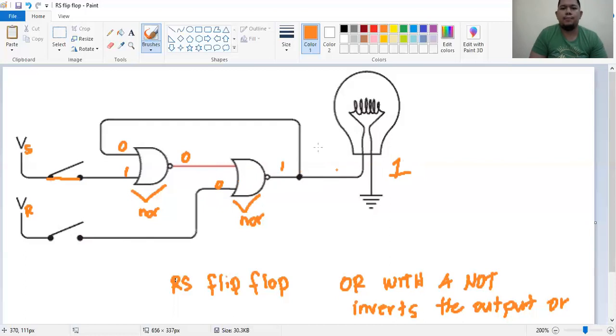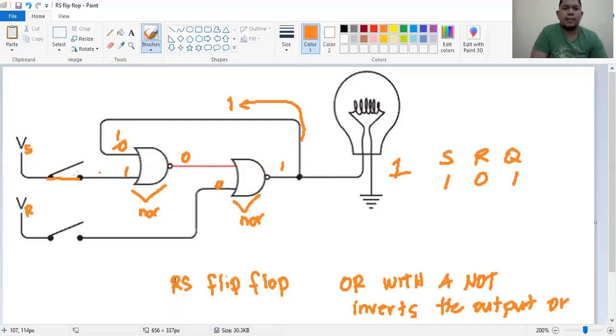This is a 1. Since this is a feedback of 1, the other input for our first NOR gate becomes 1 as well. So 1 or 1 is still 1, and inverting that still gives 0. So we have established that if S and R are 1 and 0, the output Q becomes 1.